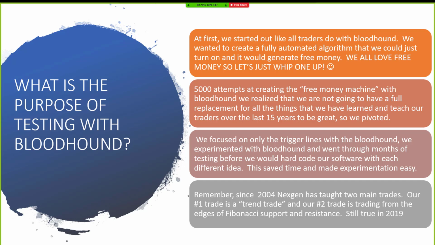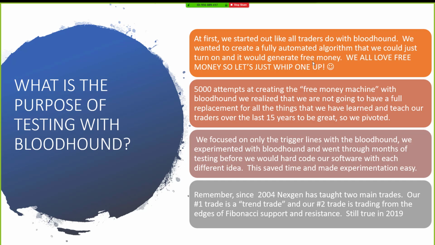So what do you do when you get the Bloodhound? If you guys have had it, you all know you do the same thing. I did it too. Everybody does the same thing. We want to create a fully automated algorithm that we could just turn on and generate free money, because we all love free money. So we'll just whip up a system and let it go, and everybody will be rich, right?